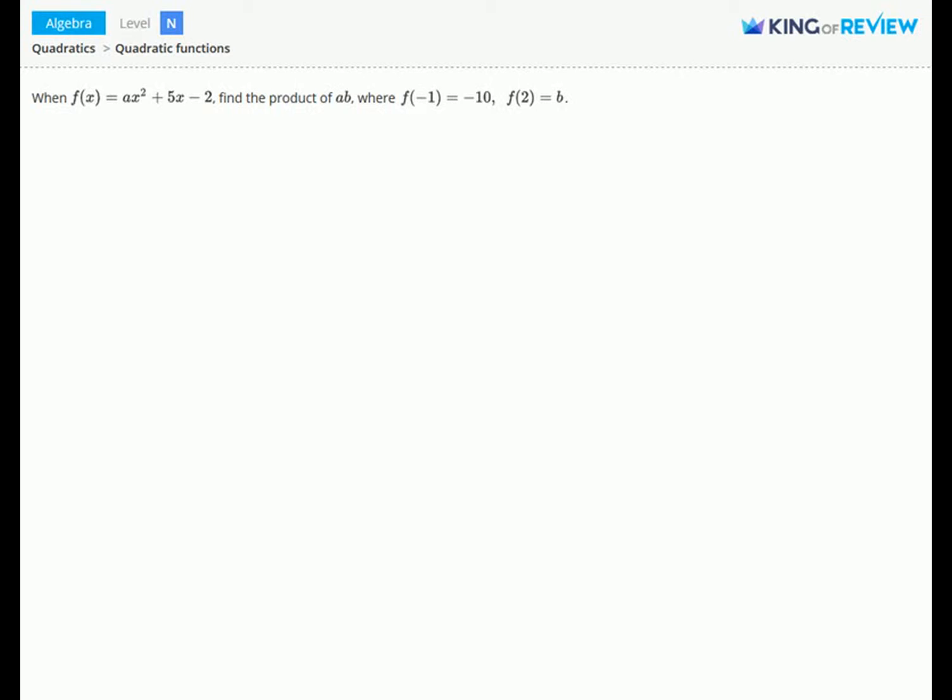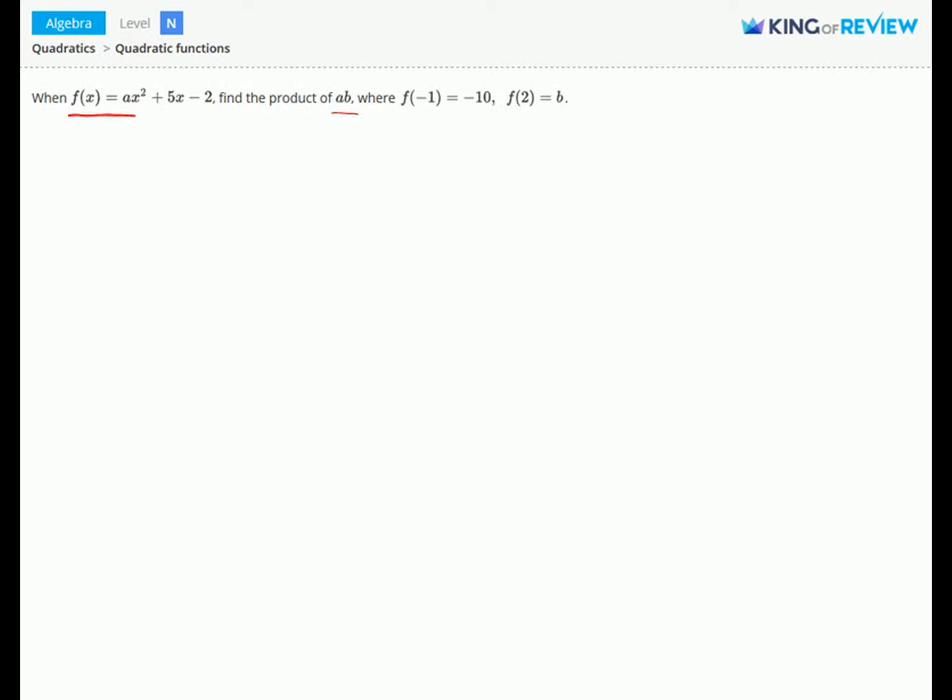When f of x equals ax squared plus 5x minus 2, find the product of ab, where f of -1 equals -10 and f of 2 equals b. So in this problem, we want to find out what a times b is. But in order to do that, we need to know what a and b are.